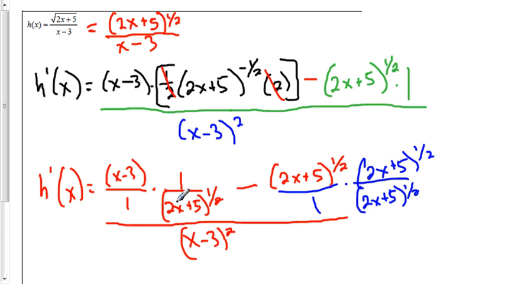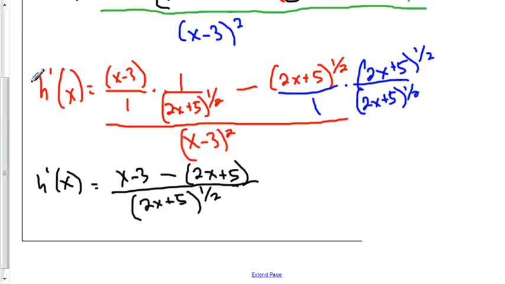Okay, and what I should see is, hey, over here, 2x plus 5 to the 1 half times 2x plus 5 to the 1 half, like bases add exponents, going to be to the first power. All right, so here's my numerator simplified. Again, x minus 3 all over 2x plus 5 to the 1 half.